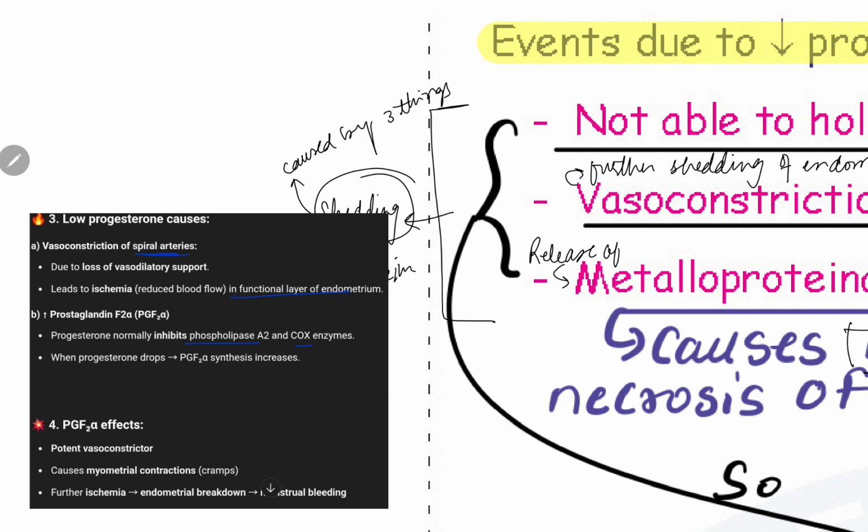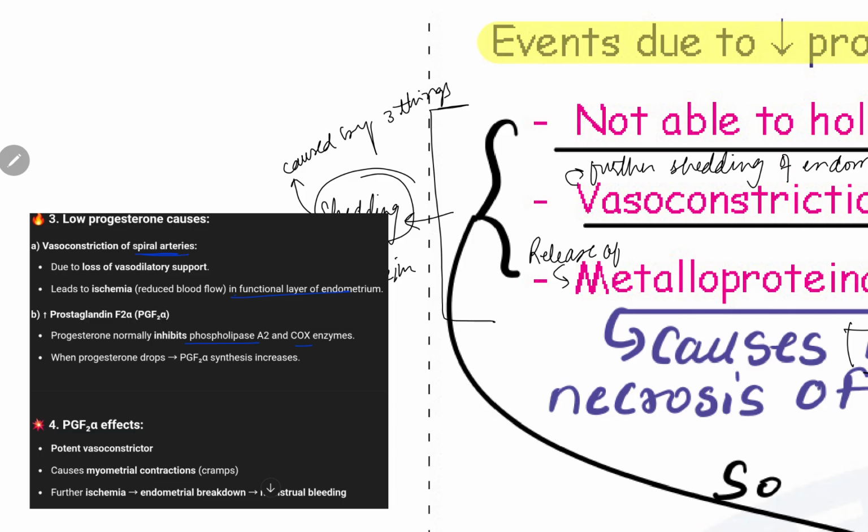Okay. Now what is the PGF2 alpha effect? It is a potent vasoconstrictor. It causes myometrial contraction. There will be cramps. That's why during menses we have cramps due to PGF2 alpha effects. That is why we take NSAIDs, which inhibit prostaglandin. And PGF2 alpha will cause further ischemia, which will cause endometrial breakdown and menstrual bleeding.